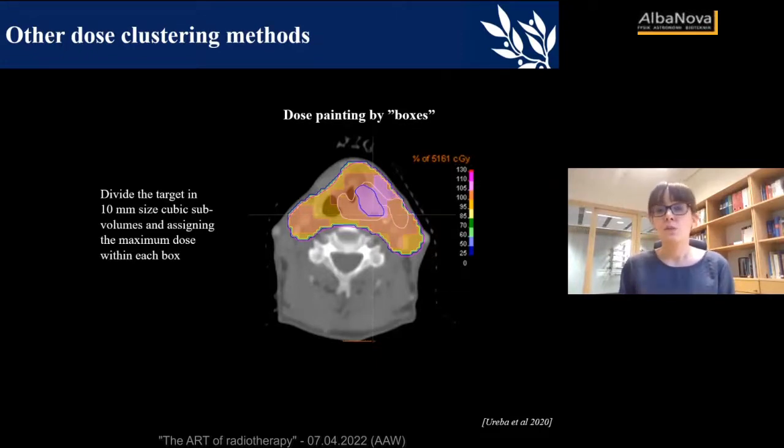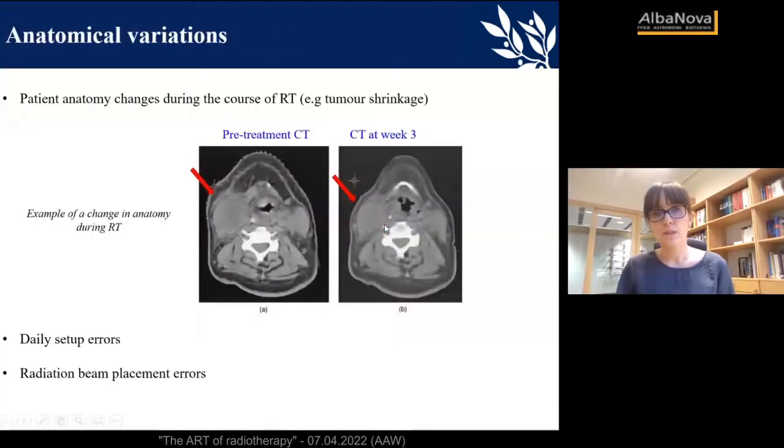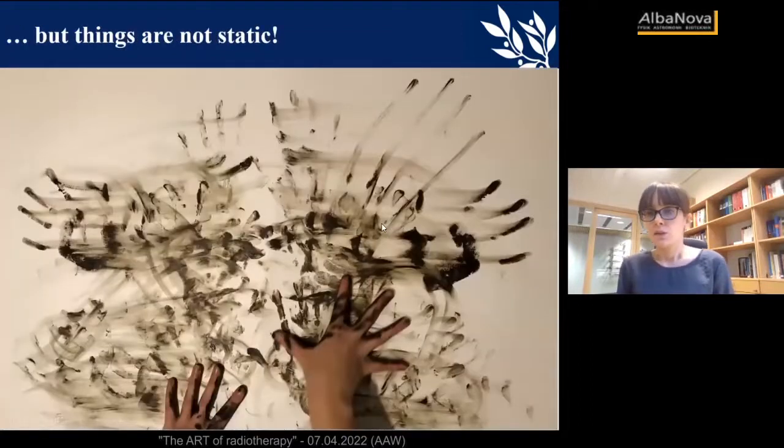In particular, what we were proposing in this approach is to paint this cubic volume with the maximum dose, with the dose value that corresponds to the maximum dose that we can retrieve from this dose distribution at voxel level. So here you see how the dose distribution could look like in this dose painting by boxes approach. So what I mentioned so far are different dose painting strategies, different dose escalation methods.